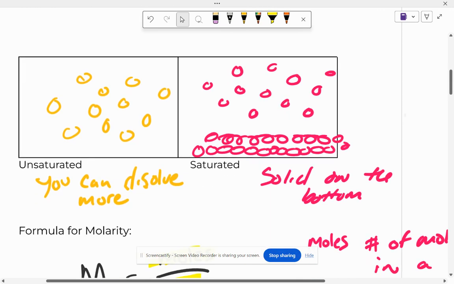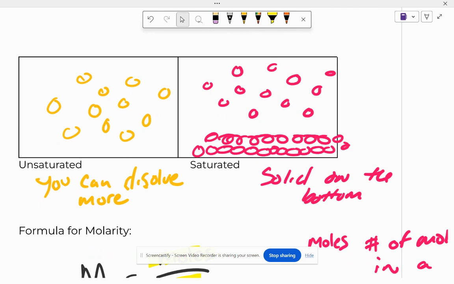Another vocab term. Something that is unsaturated means everything's dissolved. Something that is saturated, that's how Mr. Tyson likes his Kool-Aid, is there's solid on the bottom. You pour so much solid in that it won't dissolve anymore. Who's seen that in Kool-Aid before? I like that kind of Kool-Aid. So it's saturated, there's solid on the bottom, as you can see right here.